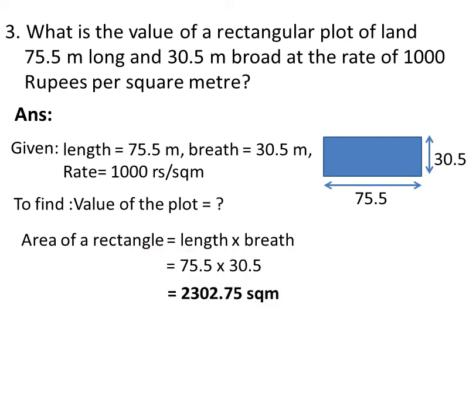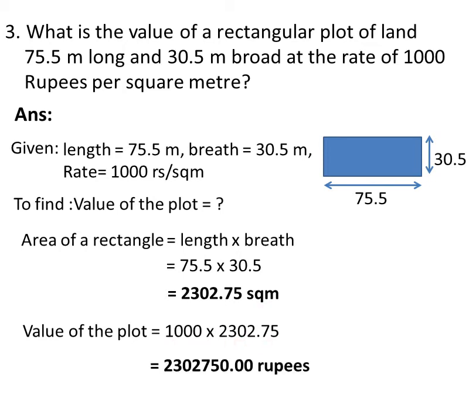लेट्स सब्स्टिट्यूट द वैल्यूज. सो यू गेट 75.5 इंटू 30.5. तो आपको आंसर मिलता है 2302.75 स्क्वायर मीटर. ये हो गया एरिया का यूनिट. अब हमें टोटल एरिया मिल गया और हमें वैल्यू फाइंड आउट करनी है. सो वैल्यू ऑफ द प्लॉट क्या हो जाएगा, 1 स्क्वायर मीटर का रेट दैट इज़ 1000 इंटू द टोटल एरिया. ओके, दैट विल गिव मी this much rupees, that is 2302,750 is the value of the entire plot.